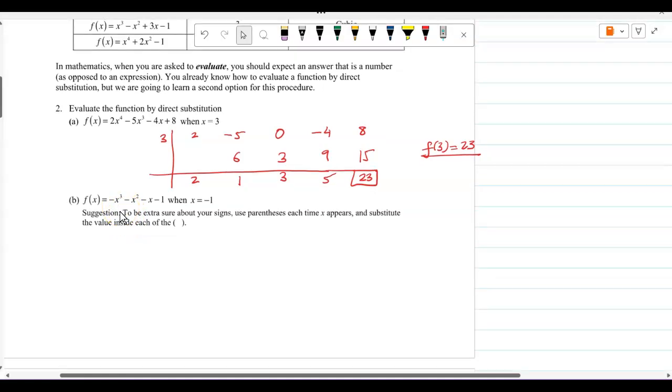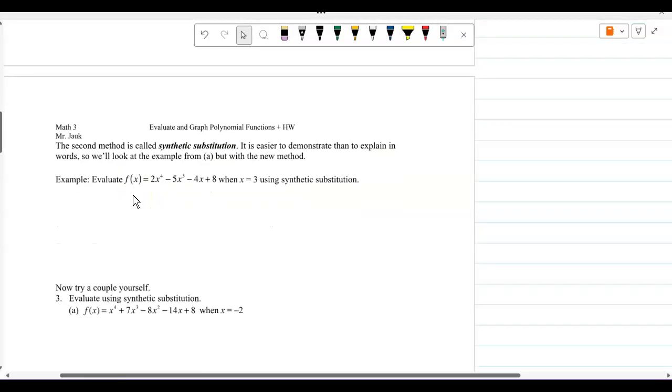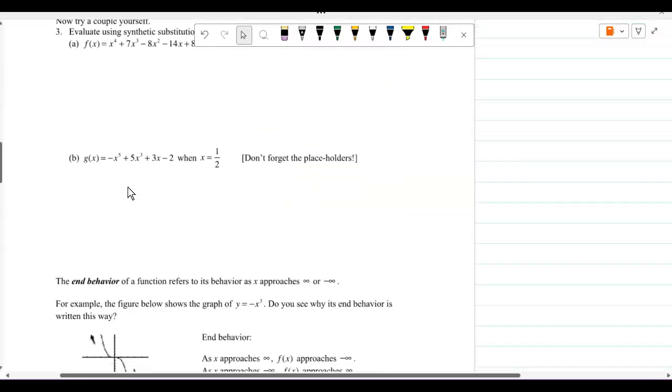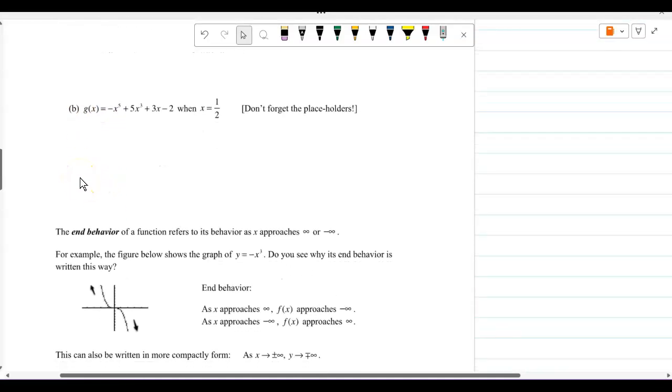Similarly, this one also you can do it. Okay, fine. Synthetic substitution is coming over here. Okay, try this one. 3b. Yeah, I think so. Because of that, you made a small mistake, it seems.